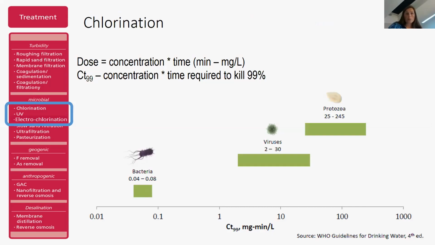So I think chlorination is one of the most typical technologies used. And while speaking about chlorination, we just need to think that chlorination is very efficient for removal of bacteria. It's a little bit less efficient, but still efficient for removal of viruses. And the chlorination might be completely inefficient for removal of protozoa.